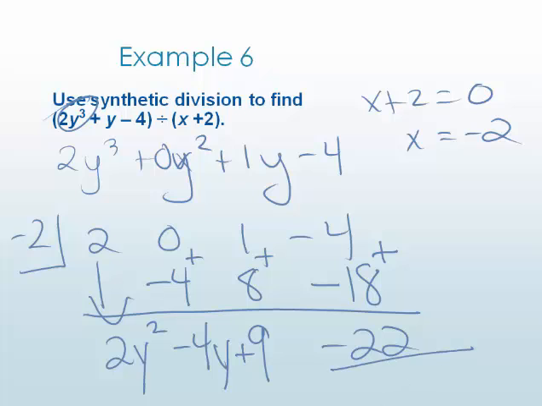So we started with the cube, so we have y squared, y, and 1. Look, I have x's and y's, that's why I did that. So 22 over y plus 2.